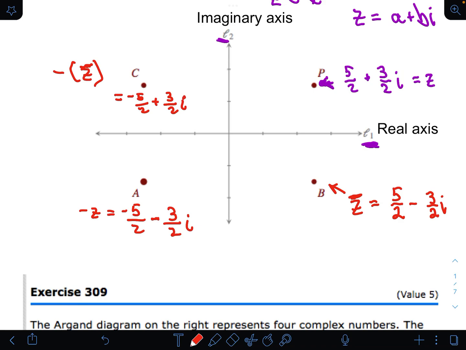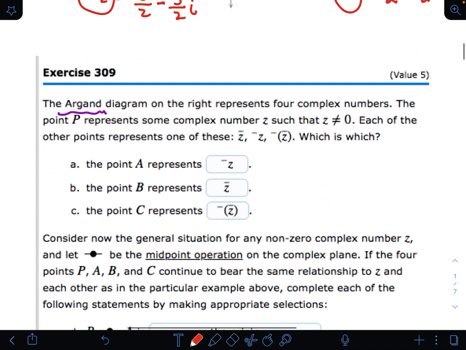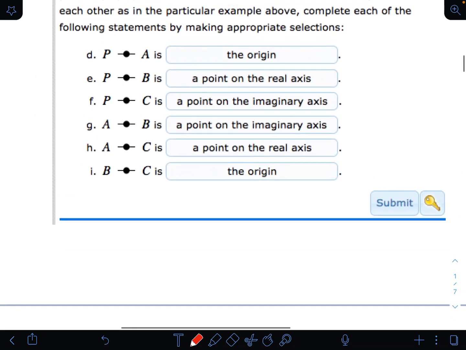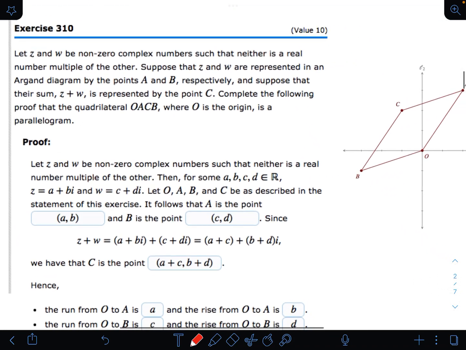These labels right here are all with respect to z. Obviously, if z happens to be down here, now everything's going to change. Keep all this in mind as you go to complete exercise 309 and answer the questions about the midpoints. And if you struggle, it's in the notes as well.